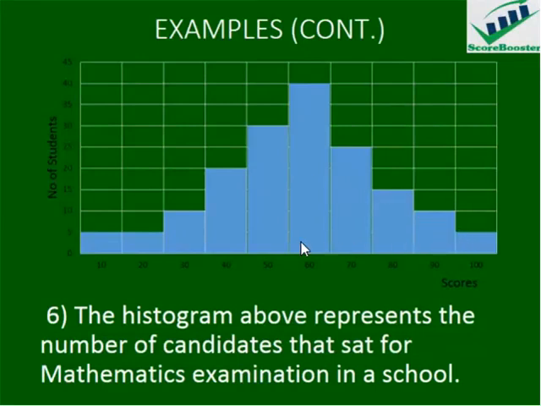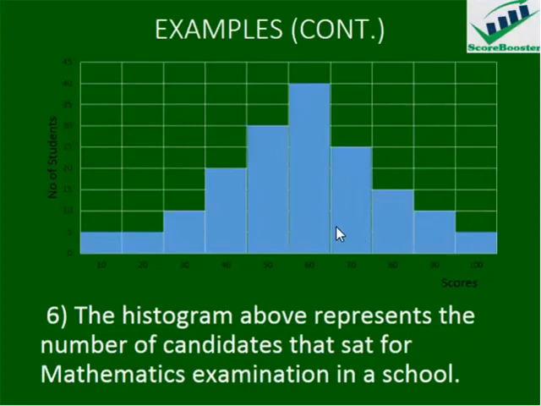For you to know the frequency of the score, that is the number of students that had that particular score, we will look at the height of the bar of that particular score. So the question says, how many students scored more than 50 marks? If you scored more than 50 marks, that means you are going to have 60 marks, 70, 80, 90, or 100 marks.